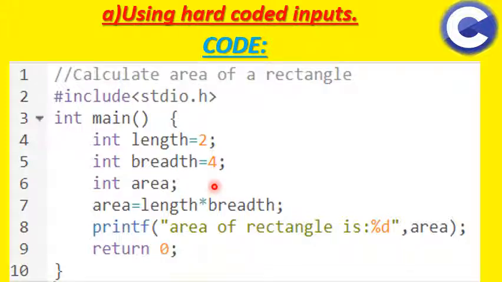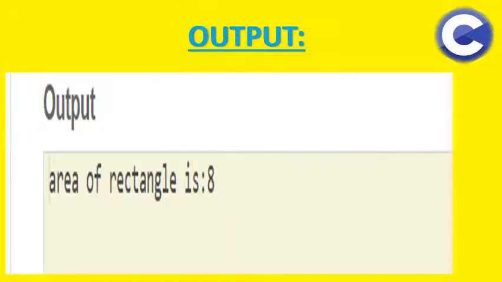So yeah, we'll see the output of this code now. So the output will be: area of rectangle is 8.